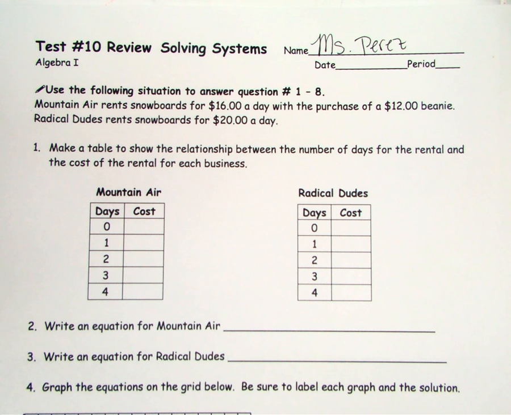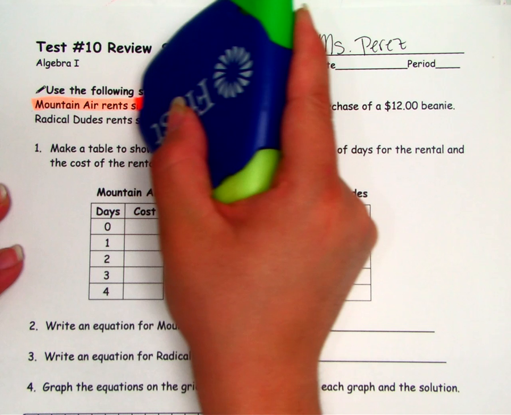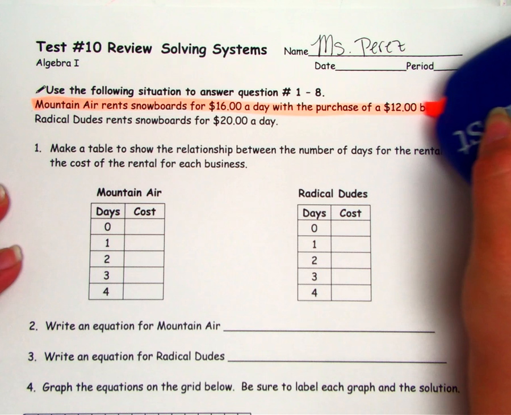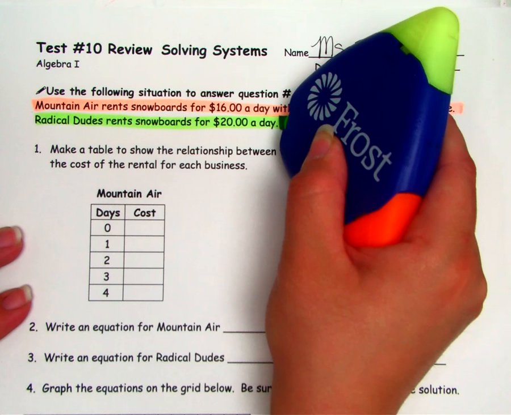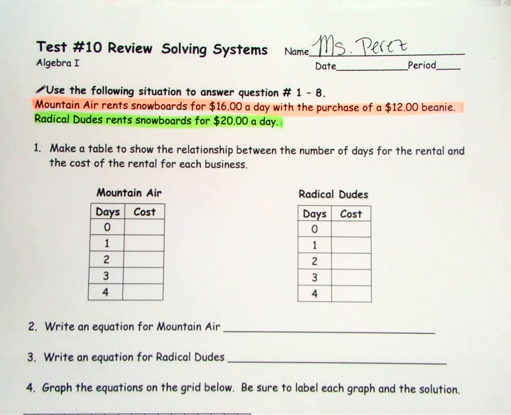So the word problem is, Mountain Air rents snowboards for $16 a day with the purchase of a $12 beanie. So that's all for Mountain Air rentals. Then it says Radical Dudes rent snowboards for $20 a day, and there's no extra fee added to that. It's just however many days you rent it.